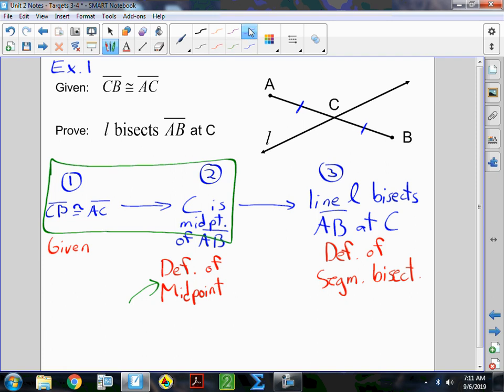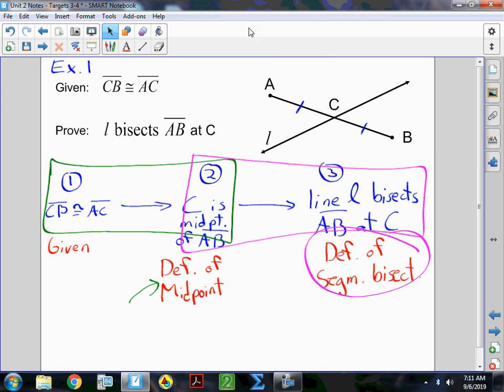Again, if I want to use definition of segment bisector, then I put a box, in my head, around this statement. If I have a midpoint, then the line that goes through the midpoint is the bisector. I need to make sure that that matches the definition of segment bisector, and it did. So that's an example, first proof example for Unit 2.